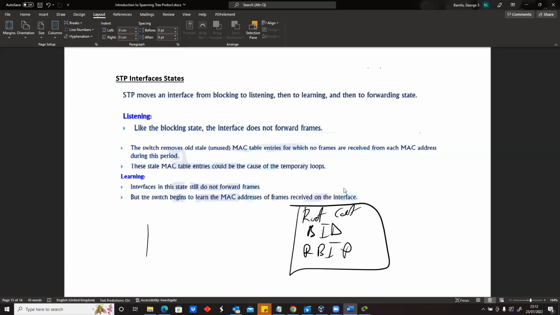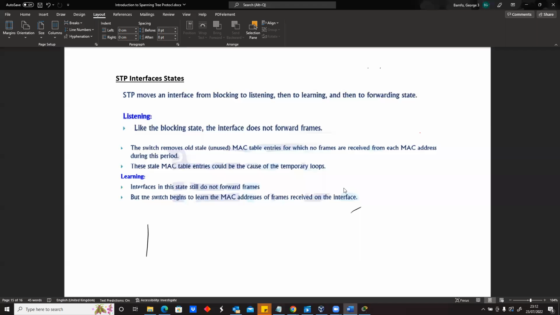Now, when we are in that state, the device cannot send traffic. It cannot forward traffic. It cannot even learn traffic. All it's thinking about is whether or not it gets BPDU information. That's all.